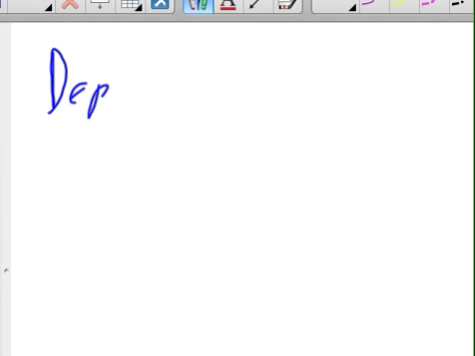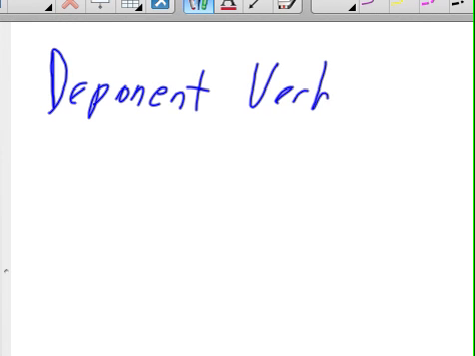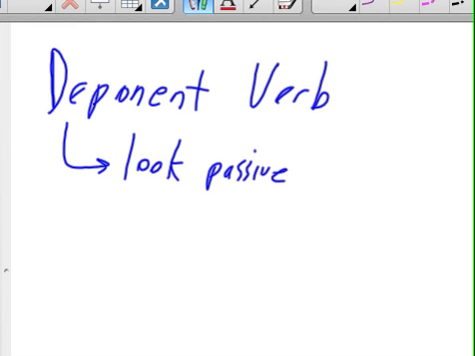So this is the new grammar for lesson 50. We're going to talk about just one topic today, and that is what's called a deponent verb. What is a deponent verb? A deponent verb is a verb that is probably going to look passive, but it will actually be active.